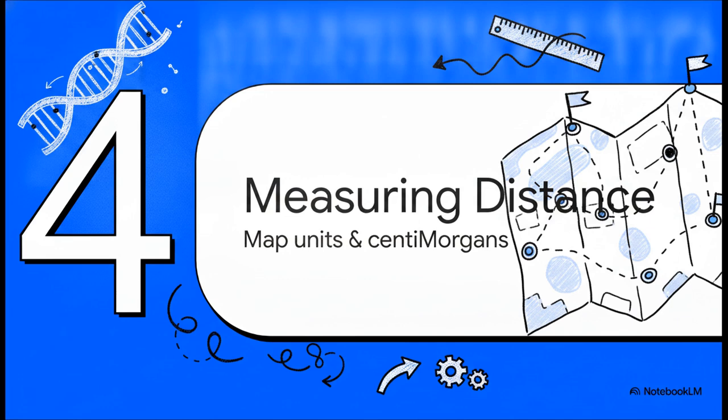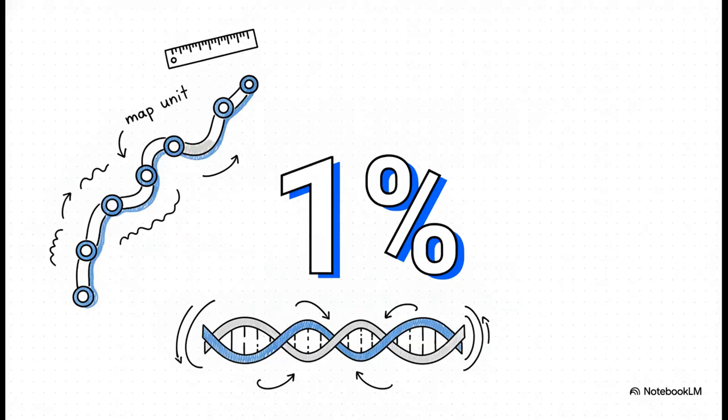On to section 4, measuring distance in map units. So the absolutely crucial point is this golden rule.